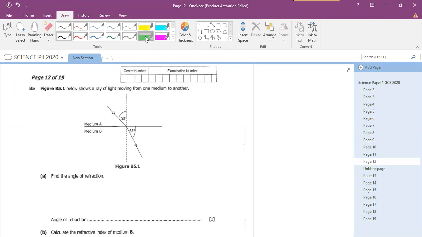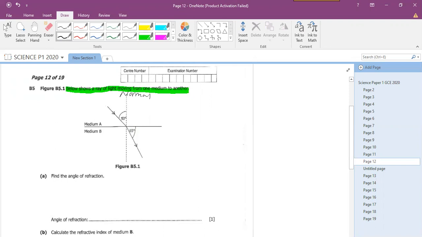So this question is on light. It may look complicated, but it's actually easy. So below shows a ray of light moving from one medium to another. And there's one clue there. You can actually see that it's bending towards the normal. So this is your normal line there.